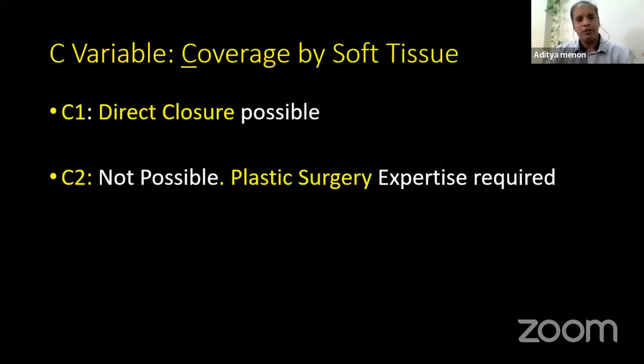As far as soft tissue coverage is concerned, there are two, C1 and C2. C1 would be direct closure, as possible. That means the extent of infection is less. If the extent of infection is much more and we have to excise a lot more tissue, because of which we need some kind of plastic surgery, then that comes into a C2.